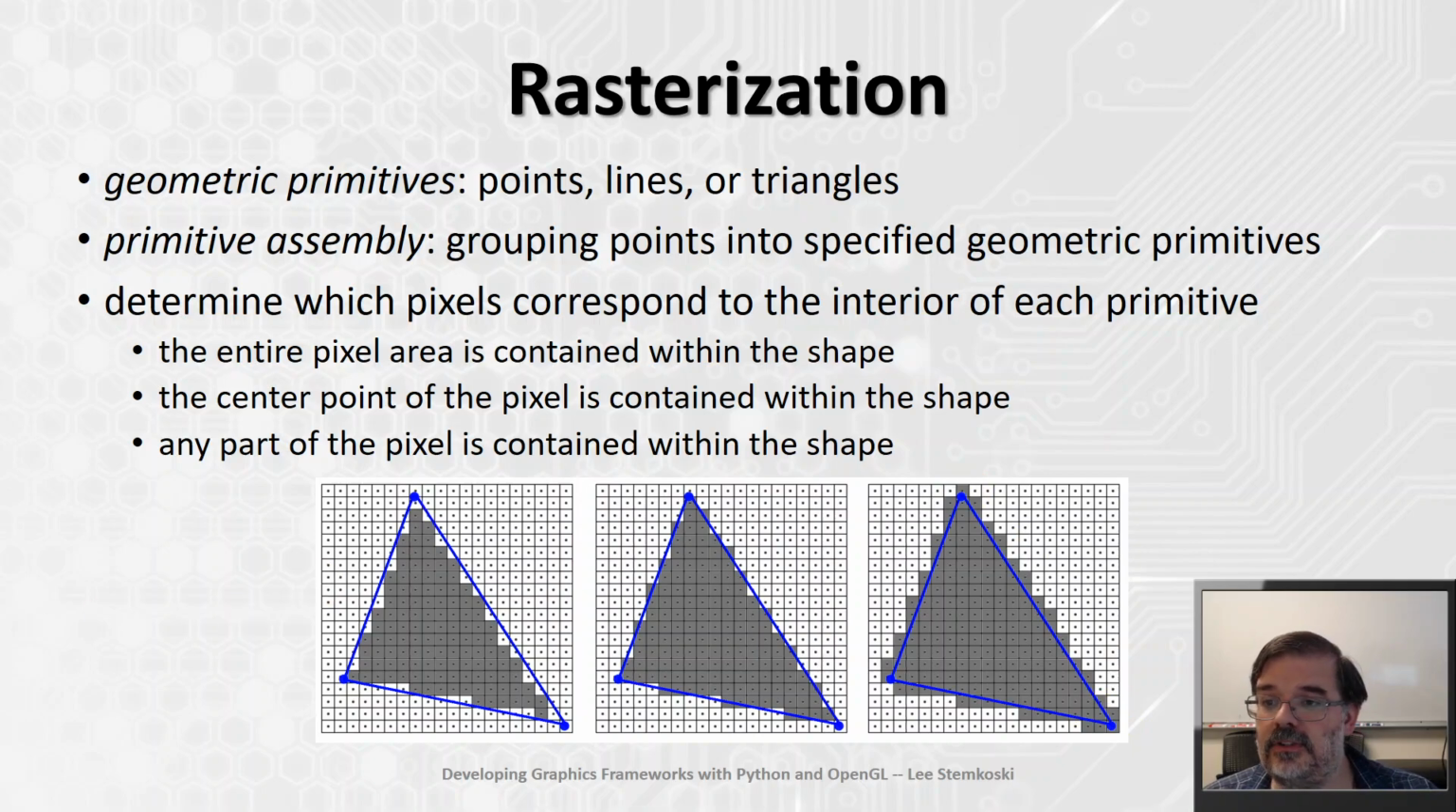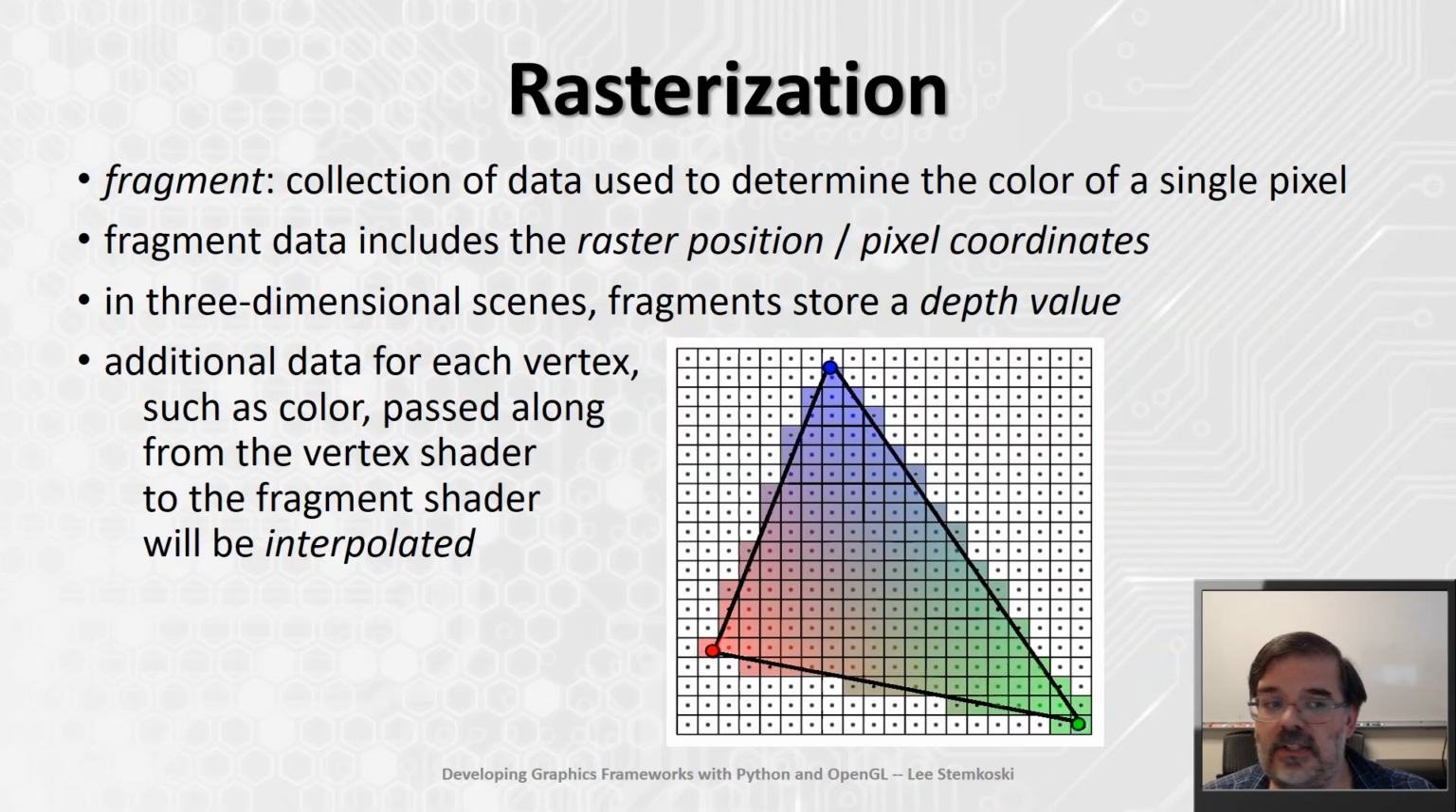And for each pixel corresponding to the interior of a shape, something called a fragment is created. A fragment is a collection of data used to determine the color of a single pixel in a rendered image. The data stored in a fragment always includes the raster position, also called pixel coordinates. And when rendering a three-dimensional scene, fragments also store a depth value, which is needed to determine which points are closer to the virtual camera.